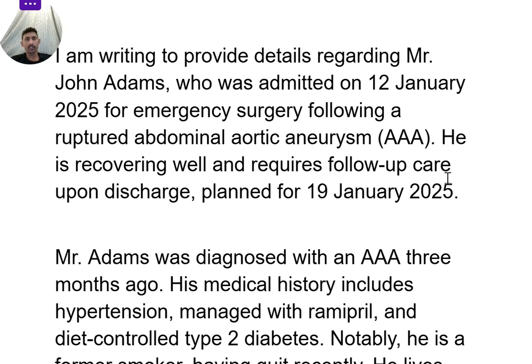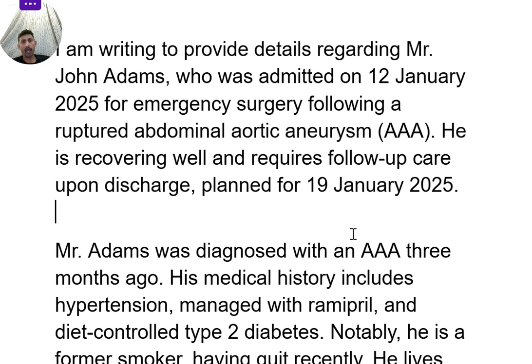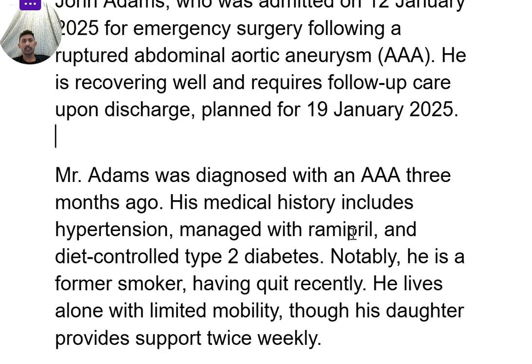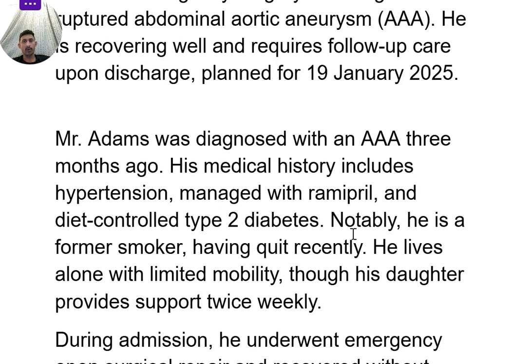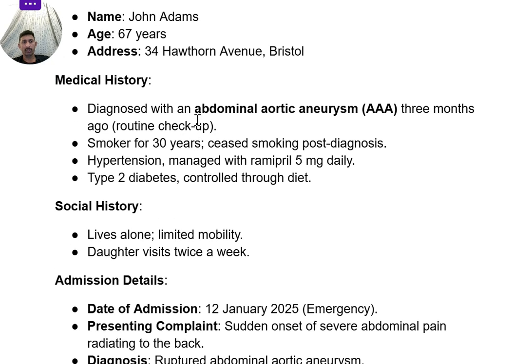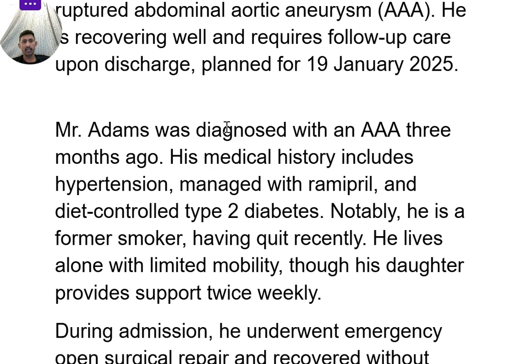After the introduction we should continue the letter with the following information: what happened to Mr. Adams, including his medical history. You can see the medical history from the case note: diagnosed with an abdominal aortic aneurysm 3 months ago, and he's a smoker, hypertensive and has type 2 diabetes. So we have to include that information in the first paragraph.